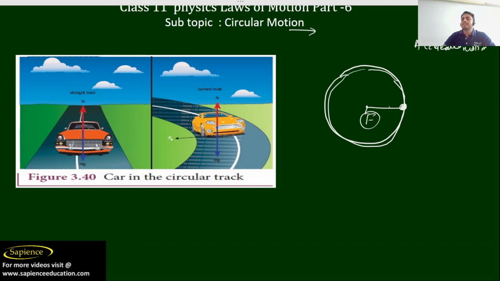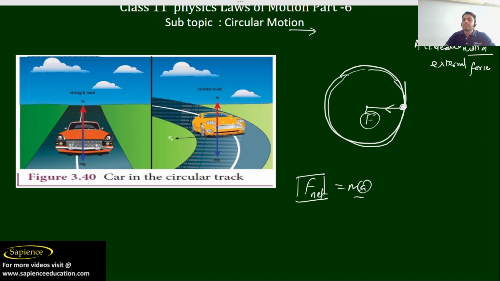Why? Because the direction is changing every time, and we know that for any type of acceleration, as per the second law and first law, we require an external force. We have already discussed this: F net is equal to mass into acceleration. If acceleration is there, a net external force will be there. So it is not possible for any circular motion to happen without some force. There is always a force, and it acts toward the center.